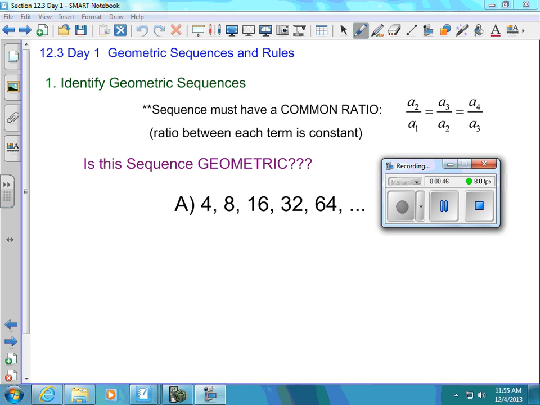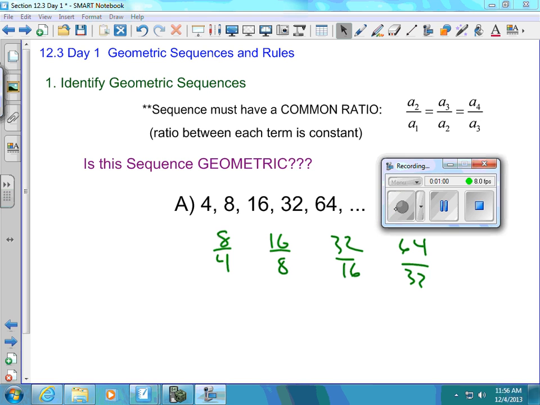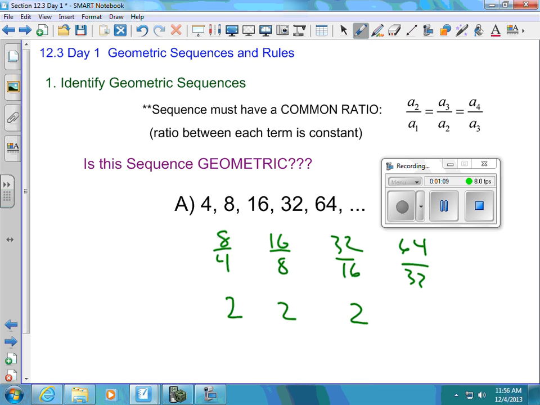Well, to test it, we take 8 divided by 4, we do 16 divided by 8, we do 32 divided by 16, we do 64 divided by 32. So 8 divided by 4 is 2, 16 divided by 8 is 2, 32 divided by 16 is 2, 64 divided by 32 is 2. Is this sequence geometric? Yes. And our common ratio is 2.